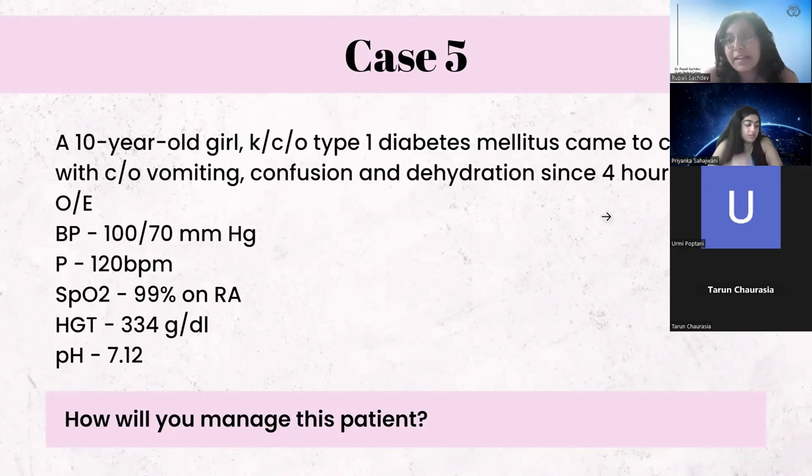I think you have to explain it to them. Okay, so what all do you need to do? What are the three things that we're doing? You have to correct the acidosis, you have to correct the potassium imbalance, and you have to correct the dehydration, okay? And also you have to treat the diabetes with it.